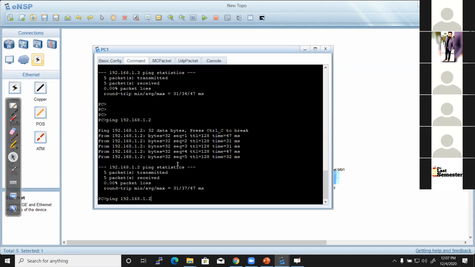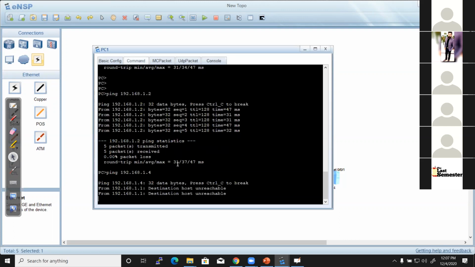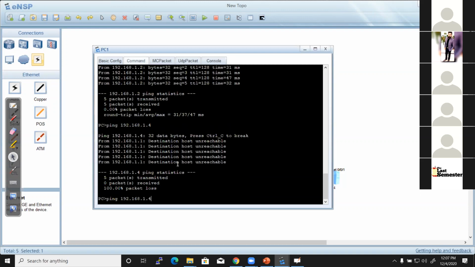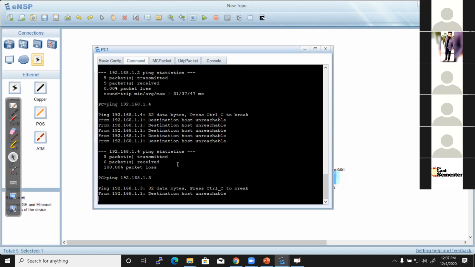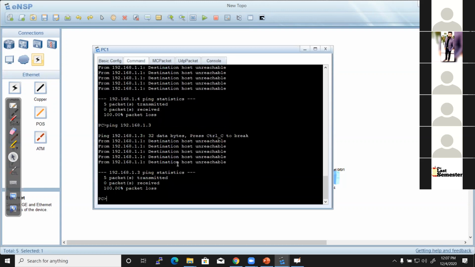But if I try to ping 1.4, that guy belongs to a different VLAN, VLAN 20. So now I'm not able to communicate with that guy. And I'm also not able to communicate with PC3, because both of those guys belong to VLAN 20.